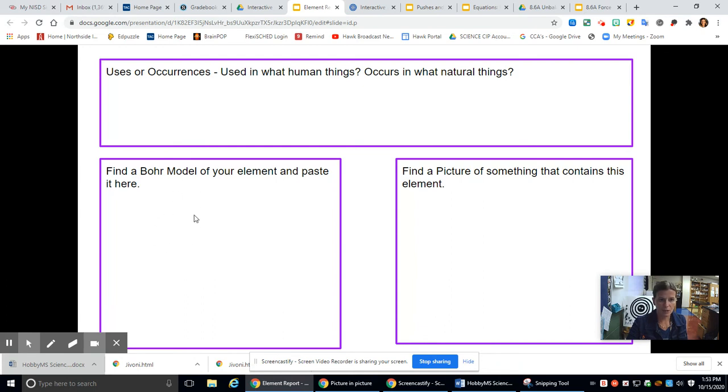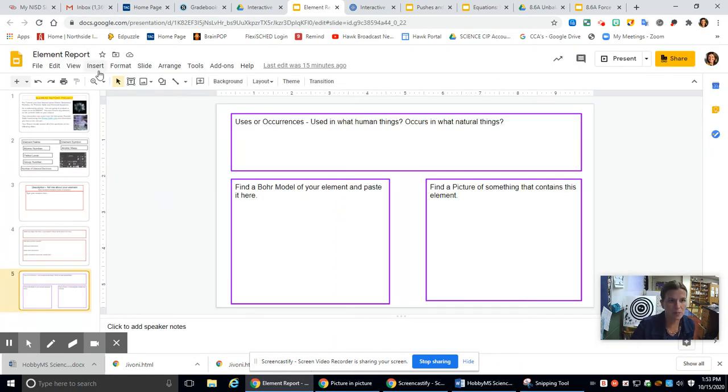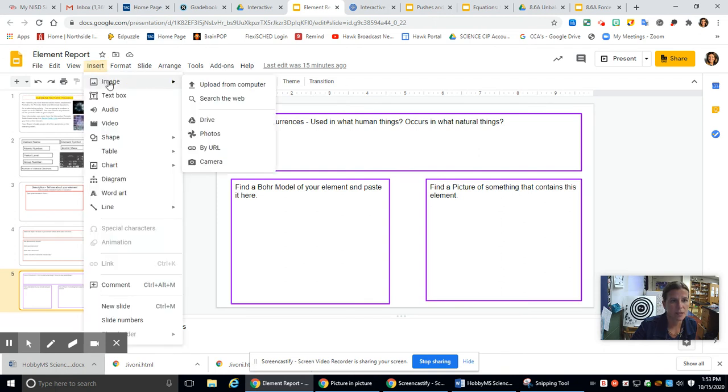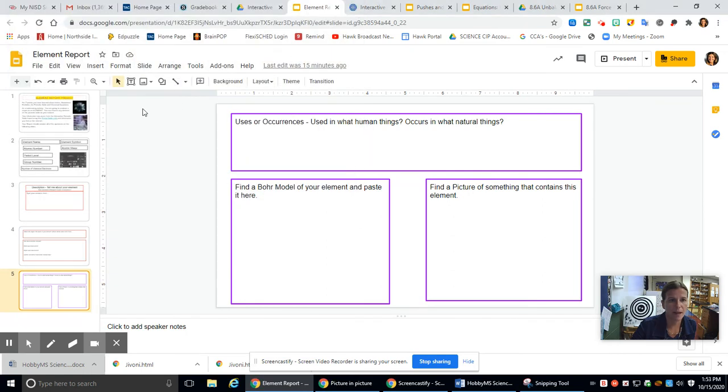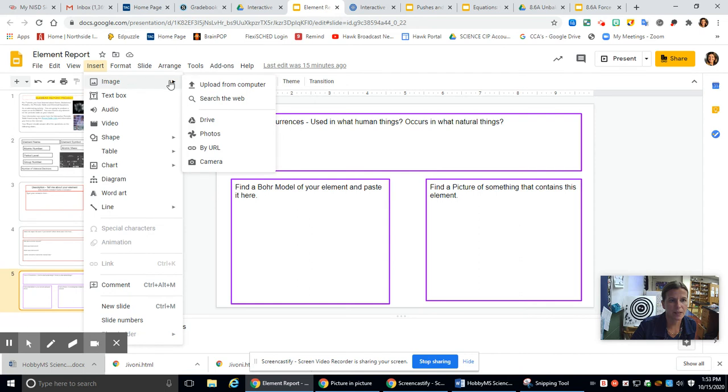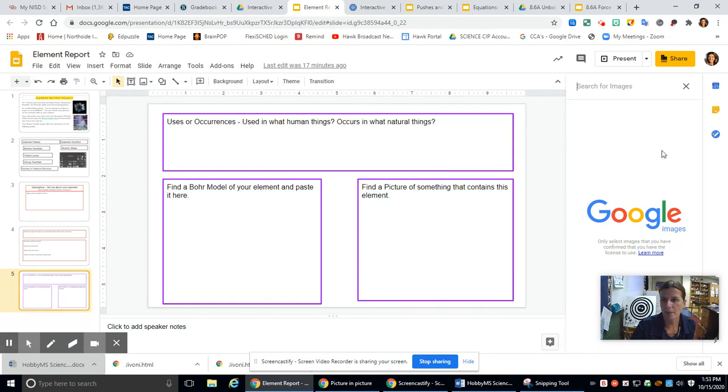Remember, if you're Googling an image, what you want to do is you want to go up here and go to Insert, Image, Upload from Computer. Oops, sorry, let me back up. Insert, Image, Search the web. We're going to search the web for our images. And then what pops up over here is Google, and then you can search for your image.